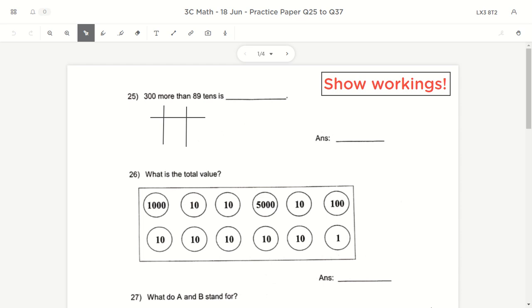So today we'll be going through yesterday's homework, which is practice paper question 25 to 37. And after that, for today, you will complete the rest of the work problems in section C. And then when we come back to school, we'll be discussing the answers so that we are ready for your review test.